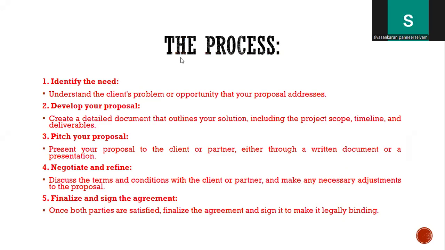So what is the process for doing these two? First, identify the business need, develop your proposal, then pitch your proposal. That is, perform a trial run by presenting your proposal to various existing business partners or clients, either through a written document or a presentation. Go for further negotiation and refinement, then finalize and sign the agreement at last.